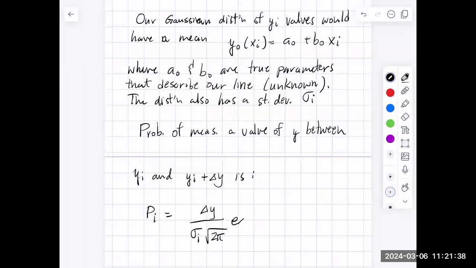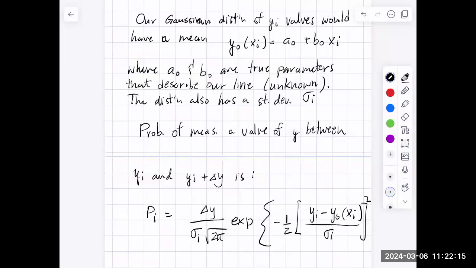And then there's an exponential of minus 1/2 of (yi minus y0 at xi), right? So this before was like x minus the mean. We replace our x with y now, and then our mean comes from that expression up here, the a0 plus b0 times xi. We don't know those values of a0 and b0. We're going to try to find them. Okay, and then we divide by sigma i.